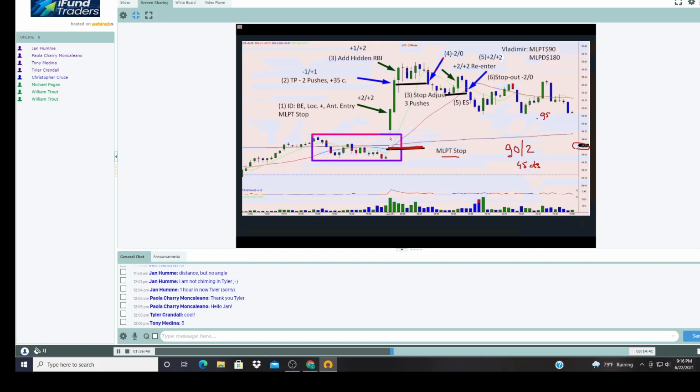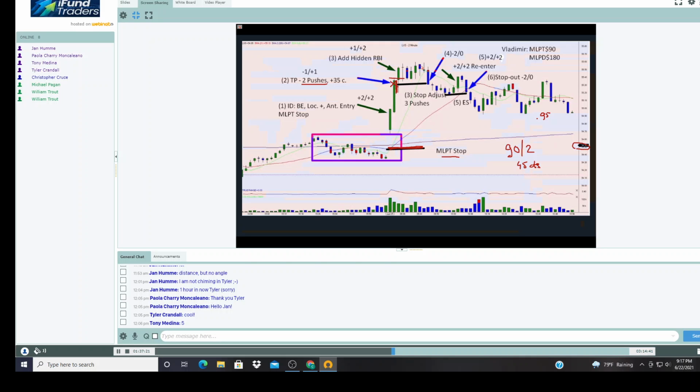You could also have used an event stop here and maybe use 3 lots instead of 2. Okay? There we go. Push up here. You say I have 2 pushes. I have 35 cents. I'm out with 1 lot. So you're selling 1 lot here. Then you're adding it back on here on the hidden RBI. Here it is, right? Everybody see it? This little tail here, this drop here is red. Then we get green again. So we have a hidden RBI. And he's adding it back to the trade. Okay, cool.